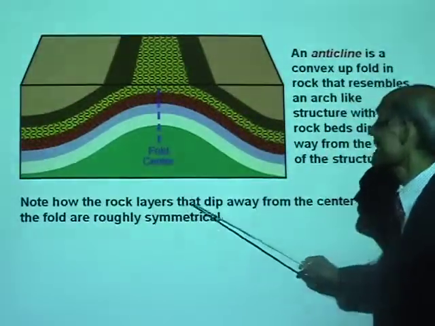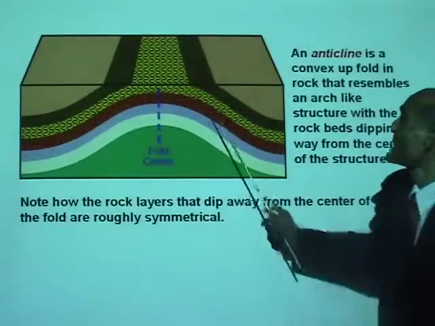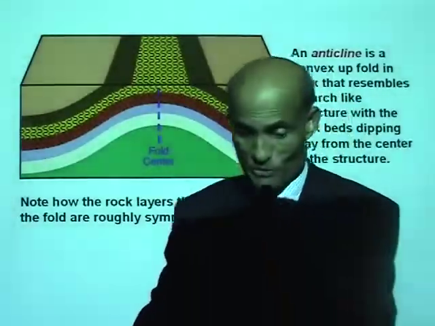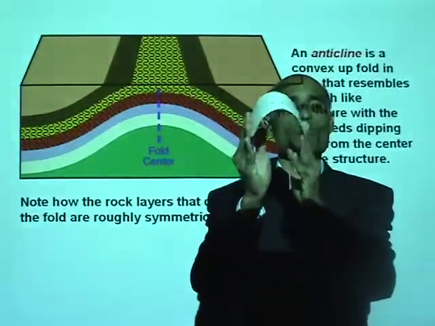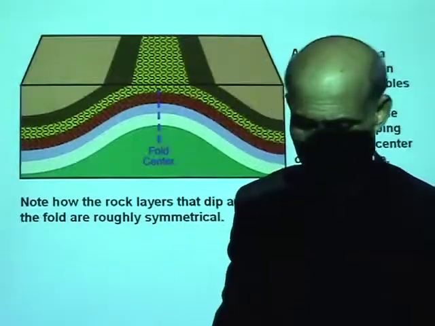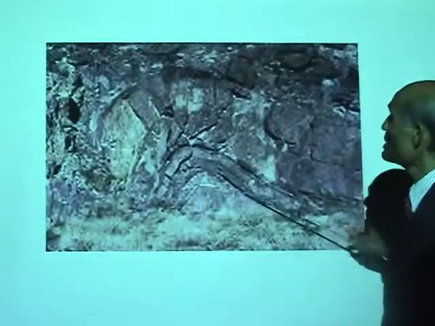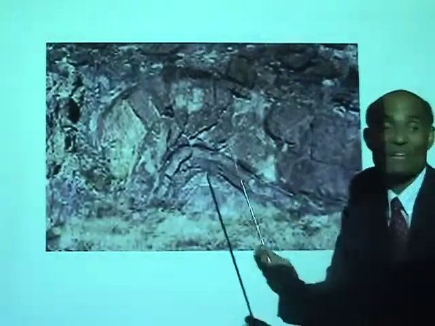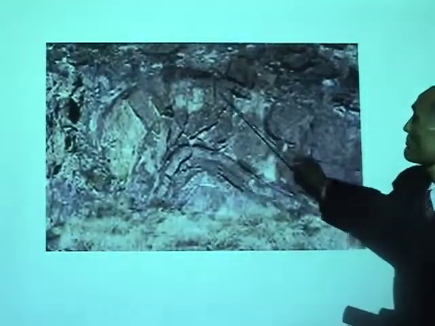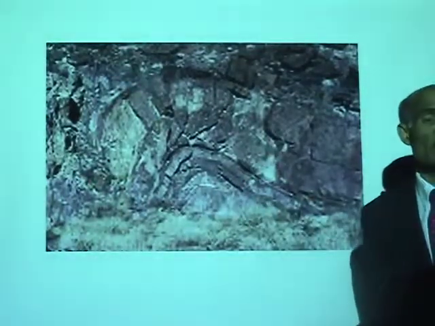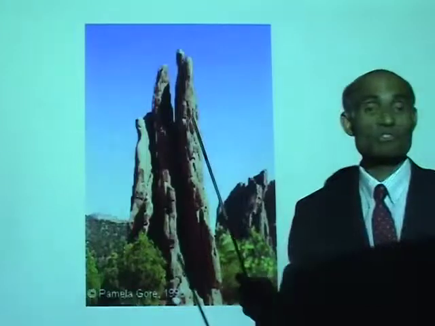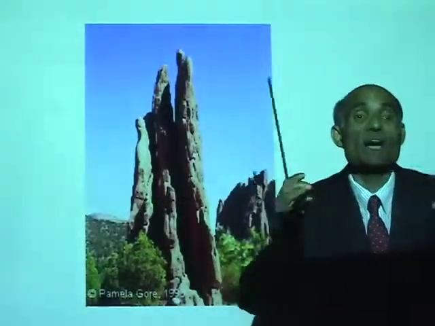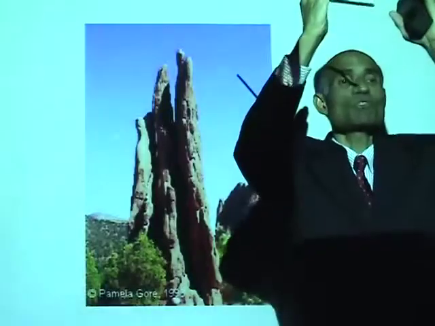Now note how the rock layers that dip away from the center are symmetrical, because the forces were acting from either side. You can see a symmetrical fold is created. Now, this is the picture of an anticline. Look at the rock that is actually bent due to stresses. The picture is actually very clear on the formation of an anticline. And look at another example. This is the result of stresses from either side folding and raising the rock upward.